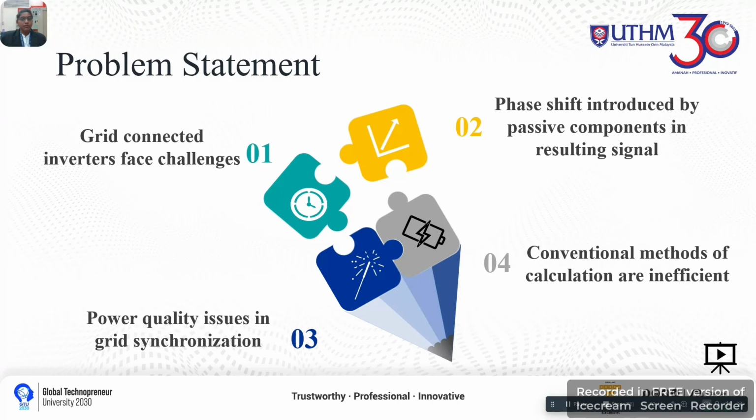These problems not only reduce the overall efficiency of the system but also result in power quality that is less than ideal and undesired levels of THD. Besides that, the conventional methods of calculation to achieve suitable algorithms for grid synchronization are less efficient. They take more time, and are also quite complex.